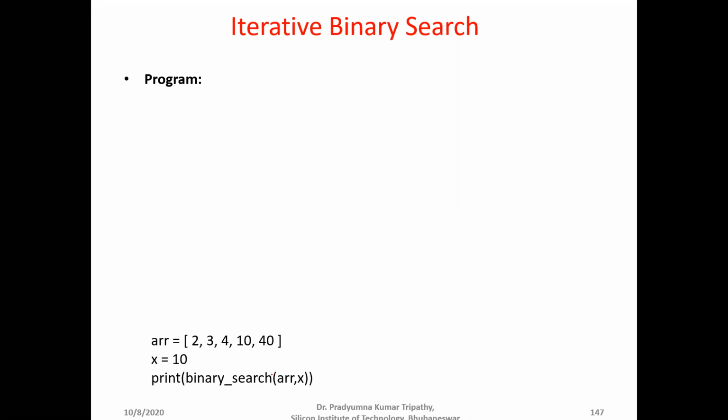We can see over here, this is the array with 2, 3, 4, 10, 40. These elements are already in sorted order. I want to search for the value 10, whether it is present, and in which index it is present. Correct? So this is the main program that I want to execute. And my expectation is that this binary search function, where I am passing this array and this x, should return the position in which the element occurs. Correct?